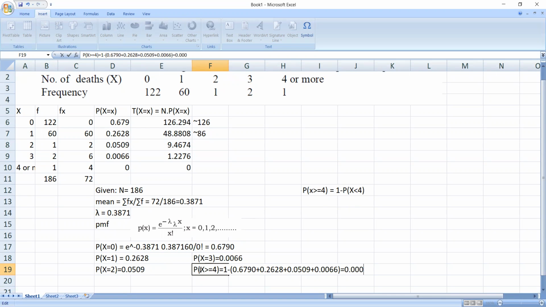This comes to 0.007. Nine, two. Let us check the total. Total should come to 186. If not, you have to adjust. Okay, so it is coming 186. So I can take this as 0 only. So if the total was 185, then you could have taken the last frequency as 1.